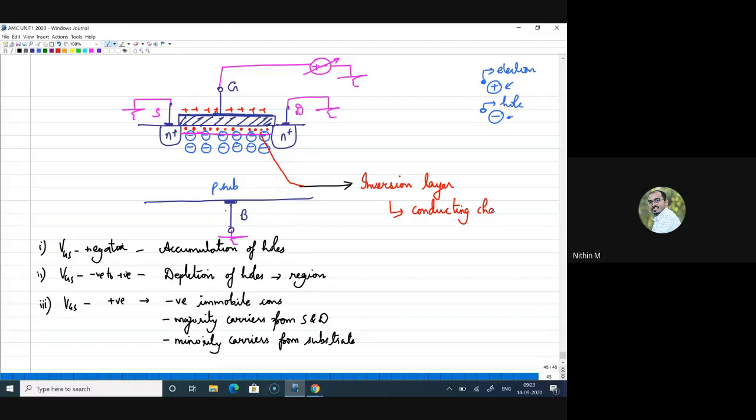So how is this conducting channel formed? Because of the attraction of the positive charges. From where did those charges come? Those charges have come from the source and drain regions, which are heavily doped, right? So this is a conducting channel.